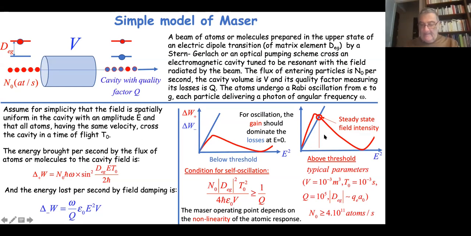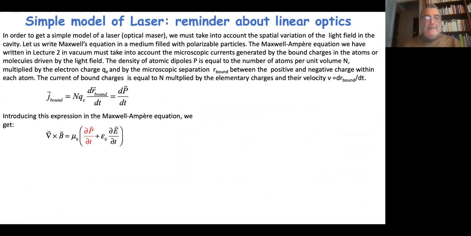And the same thing happens if you go to the laser. And so in the next 2 or 3 slides, I will give you a simple model of laser. And I first remind you about linear optics, a point which I evoked in the 3rd lecture or in the 2nd lecture, when I talked about Maxwell's equations. But we have to take into account that in a laser, the field is evolving. The field depends on time and position.